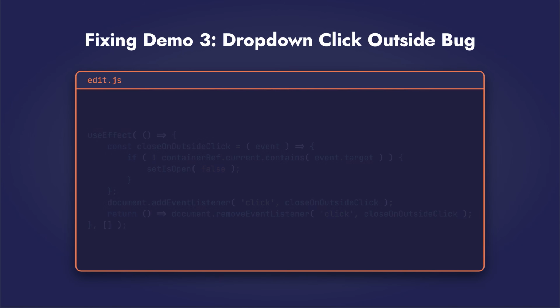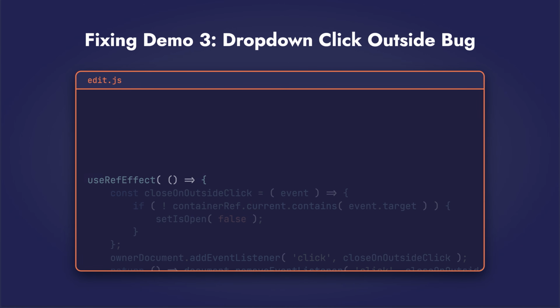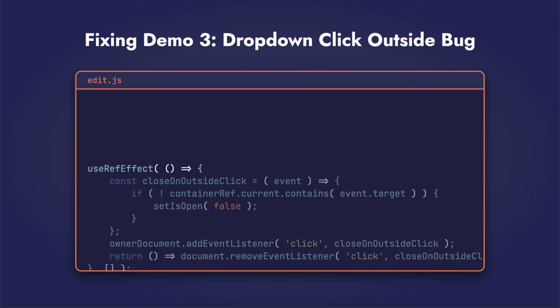The fix is the same move as Demo 2. Use ownerDocument again with useRefEffect. The diff is 2 lines. That's it, 2 lines. Demo 4, where did my styles go?